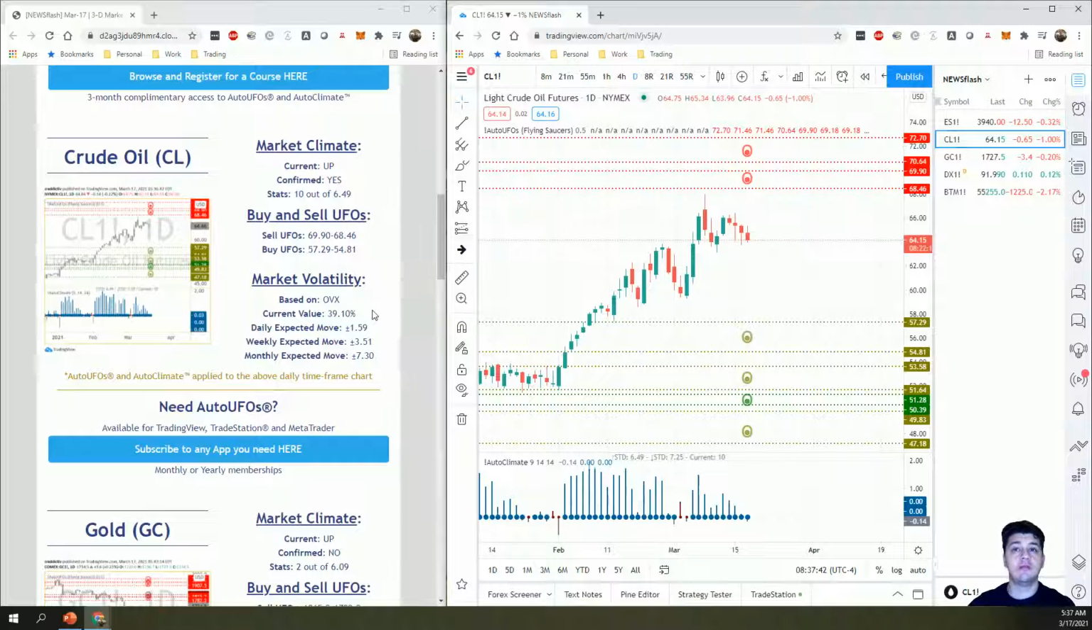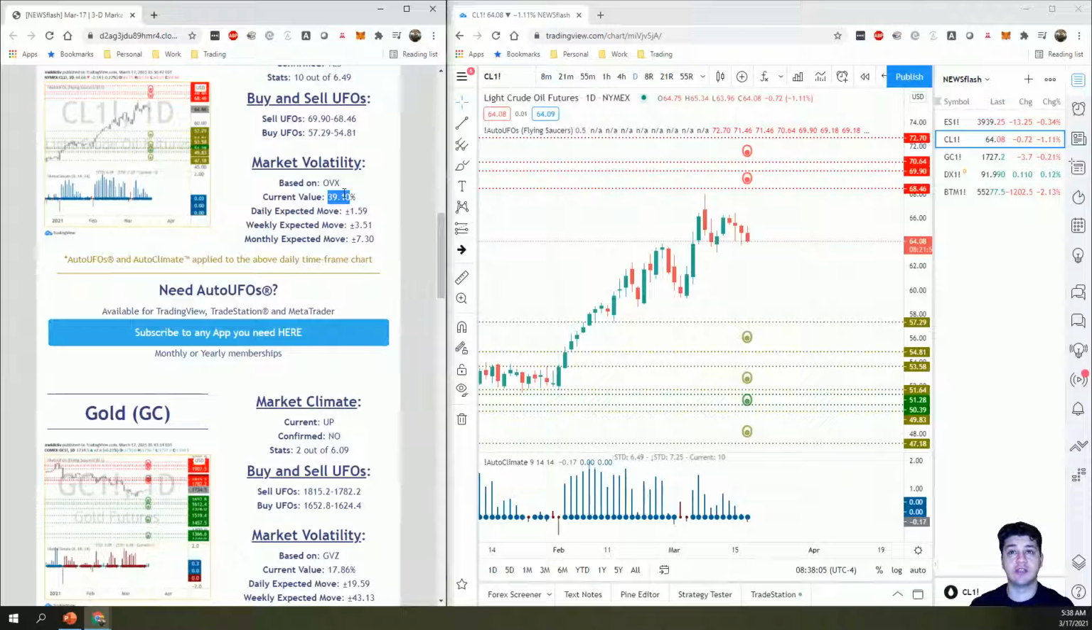Okay, the market volatility based on OVX is at 39.10%. Again, this is also elevated, 63.97 to 65.34. So we've already done the expected daily move before crude oil opens. So that should also tell you that, because of this elevated volatility, we've already hit the daily expectation. So this could definitely go either way. So be on the lookout.